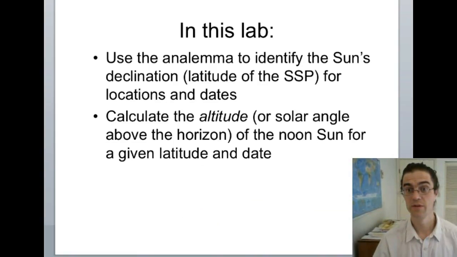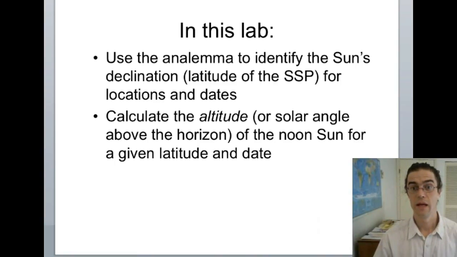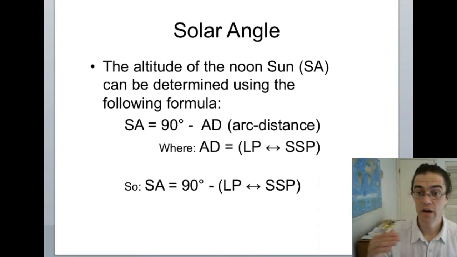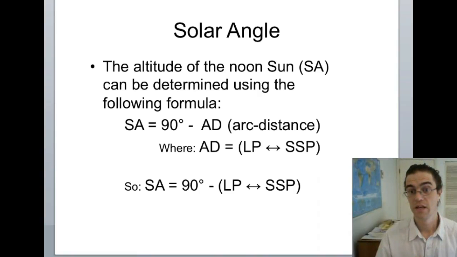In this lab, we're going to use the analemma to identify the sun's declination, or the latitude of the subsolar point, as well as calculate the altitude of the noon sun for a given latitude and date. So this solar angle, or the altitude of the noon sun, can be determined using the following formula. Solar angle equals 90 degrees minus the arc distance. And the arc distance is found by taking the LP, or the latitude of the place, and sometimes adding, sometimes subtracting, the subsolar point. It's a little bit different to have a bidirectional arrow there, but we'll see why in a bit.